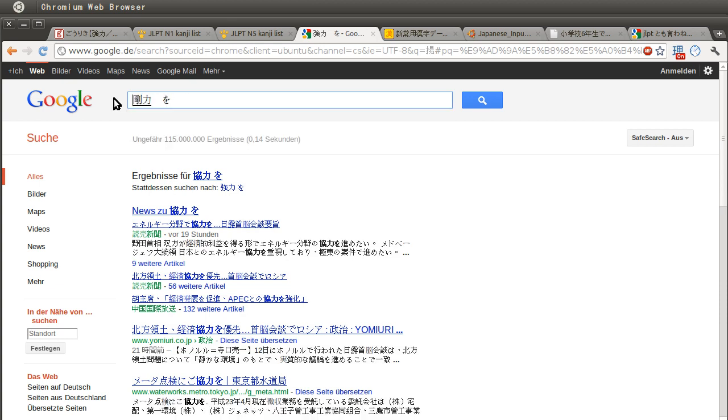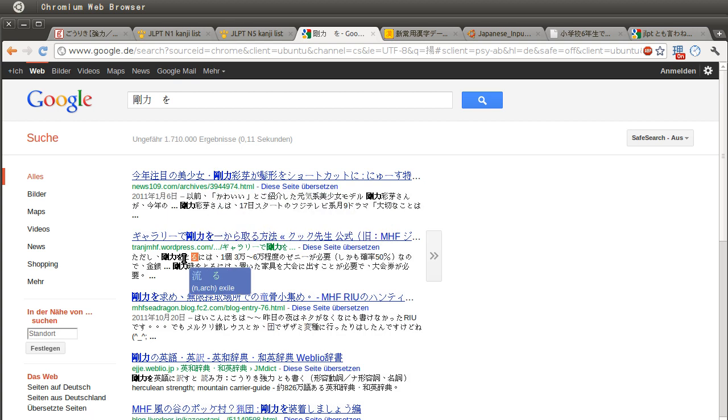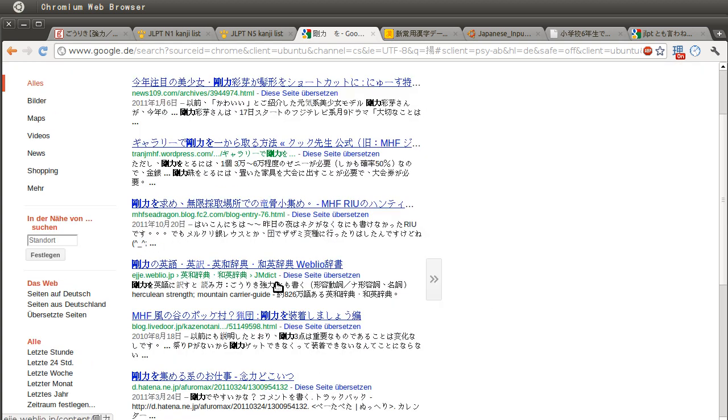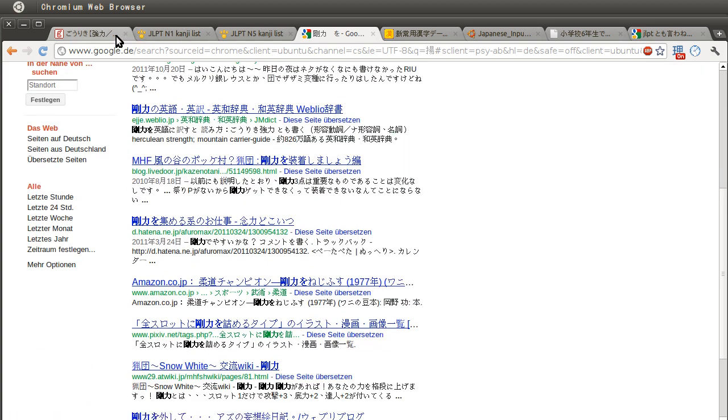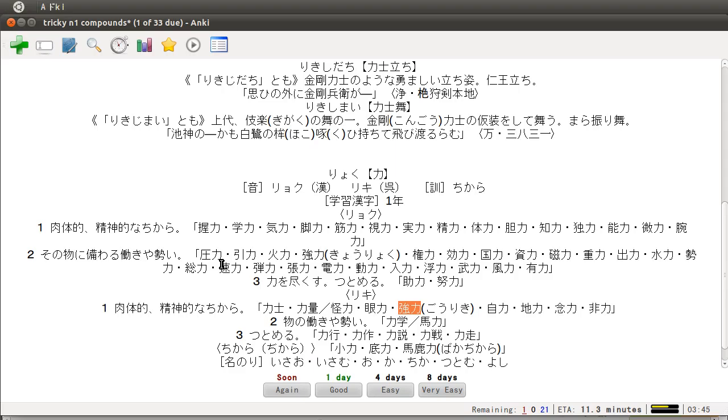Let me try one more thing. Here you have a lot of things, right? I'm not sure what this means: gallery de goriki o ichi kara toru hoho. I'm not sure what that means, but sometimes I'll actually go up and read a few examples to get a better sense of the meaning. But for this case, I think it's kind of obvious, if you put the kanji for strong and strong next to each other.